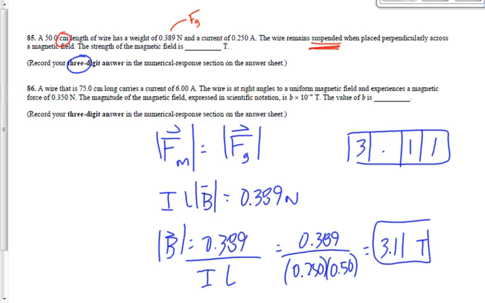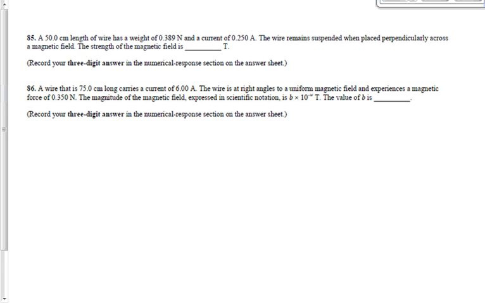All right, let's take a look at 86 then. Take a couple minutes to do 86, and then we'll look at it as a class again. All right, let's take a look at this one now. This one's pretty straightforward, right? One thing you've got to be careful of here, 75 centimeters. So a wire that's 75 centimeters long, current of 6 amps, right angles, perpendicular. We know that that's going to be the case. Magnetic force of 0.35. We're looking for the strength of the magnetic field.